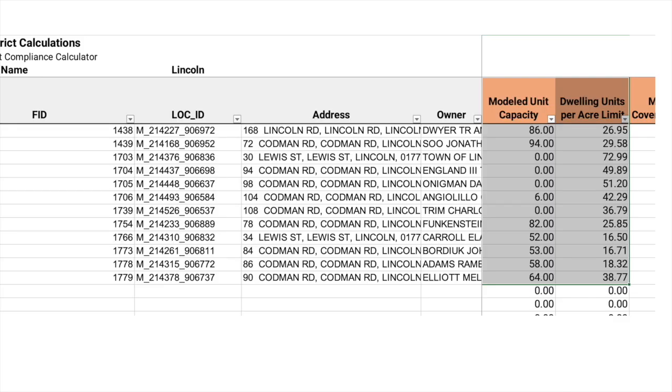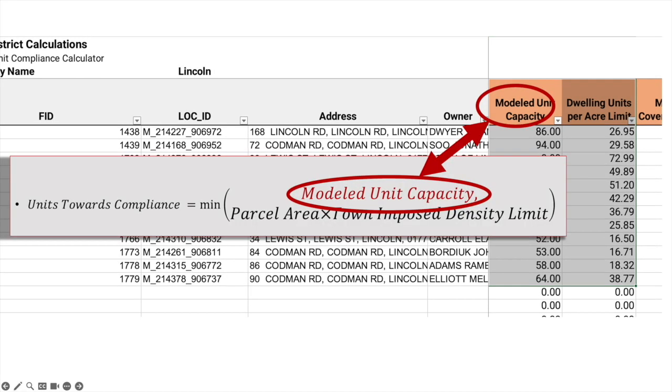Let's go back to the spreadsheet and formula. The formula shows that the number of units counting towards compliance is the minimum of the modeled units and density units. The modeled units is the number of units the state believes could fit on non-wetlands based on its severely flawed model. That number, which is shown in the leftmost red column, is binding for the HCA compliance, but does not restrict in any way the number of units that can actually be built.